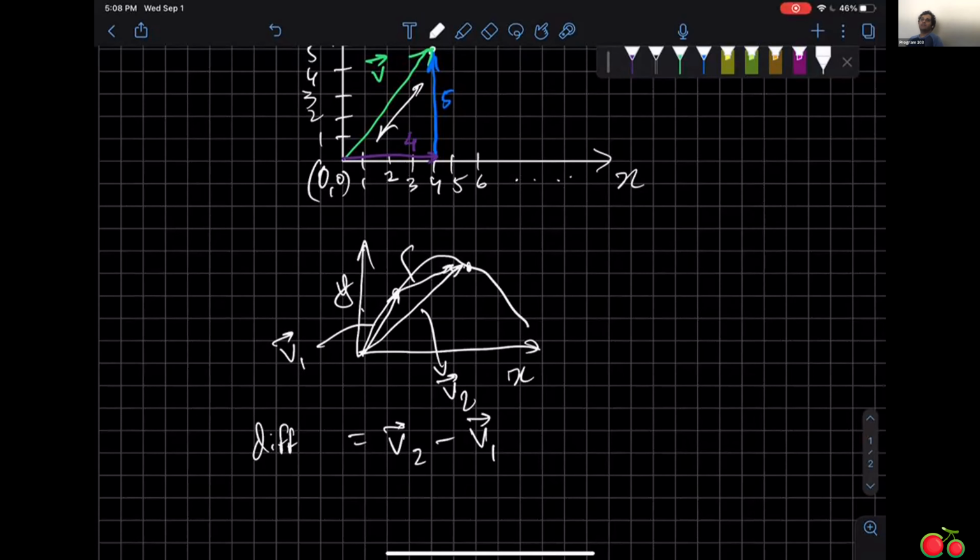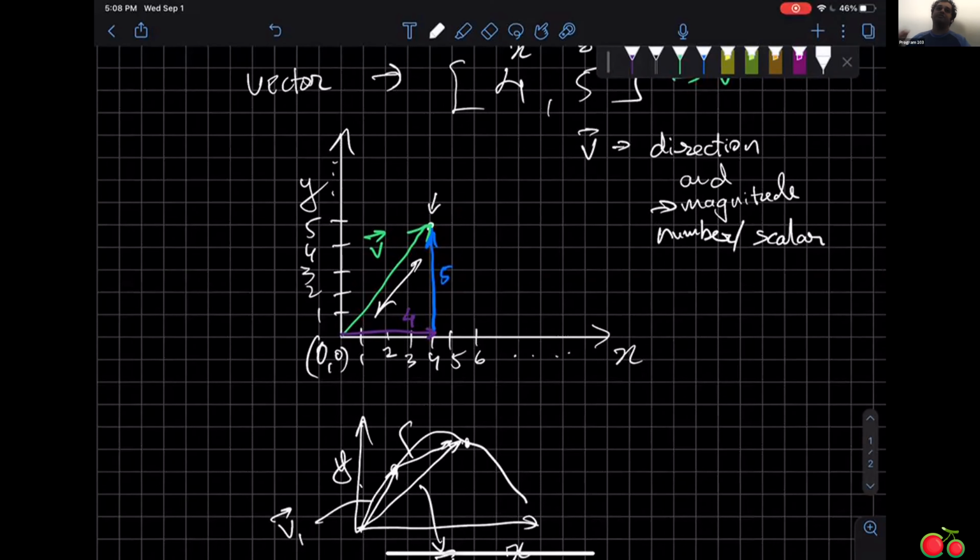To understand the notion of a vector, you have to understand the idea of a dimension. A dimension is nothing more than the direction that you're moving in. So you have the x direction, the y direction, the z direction. This is an example of a 2D vector. You can have vectors in 3D.